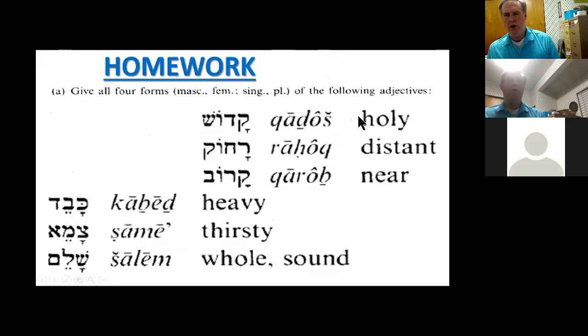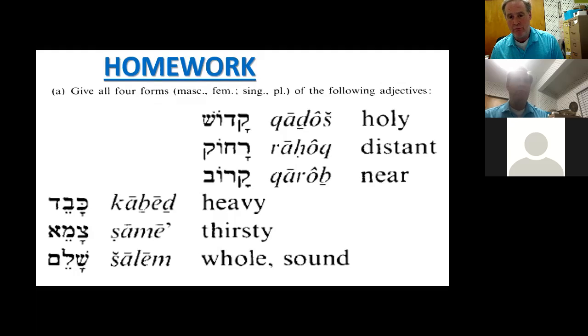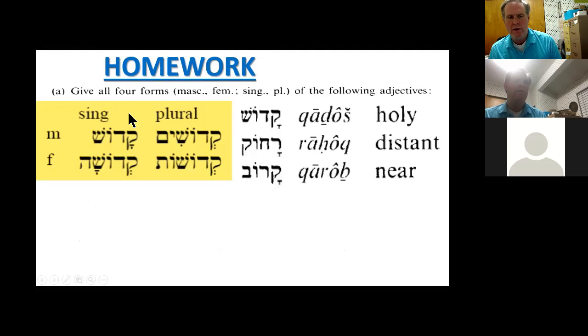In this one, kadosh means holy. Say kadosh. So what are the different endings on that? If we had gadol, remember it was gadol, gadolah, gadolim, gadolot. So kadosh, if it was a holy boy or a man, would be kadosh. For a woman would be kadosha. So kadosh, kadosha. A bunch of guys would be kadoshim, and a bunch of ladies would be kadoshot. Again, kadosh, kadosha, kadoshim, kadoshot.